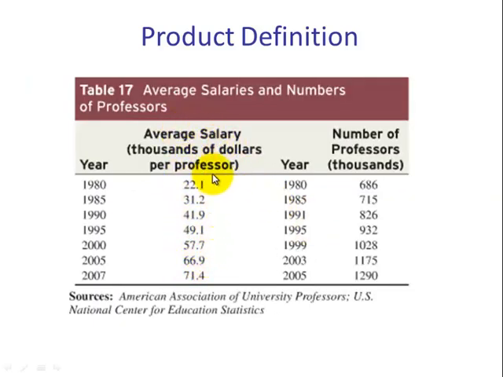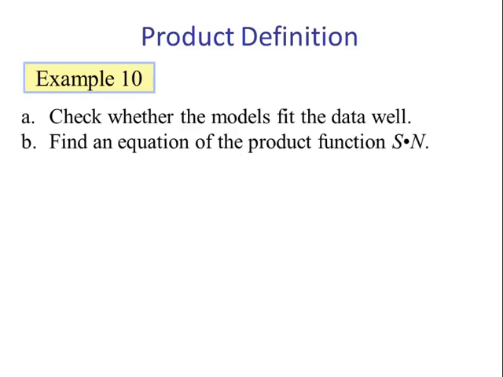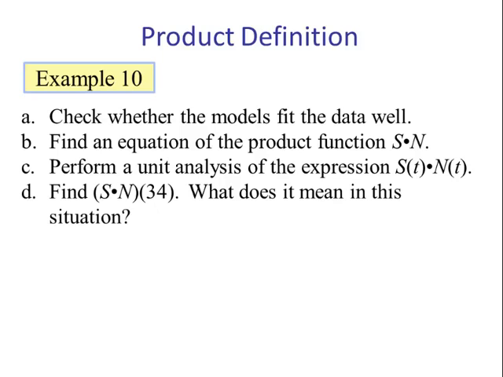So here we have the average salary in these years, and here we have the number of professors for these years. So A, check whether the models fit the data well. B, find an equation of the product function S times N. C, perform a unit analysis of the expression S of t times N of t. D, find S times N of 34. What does it mean in this situation?